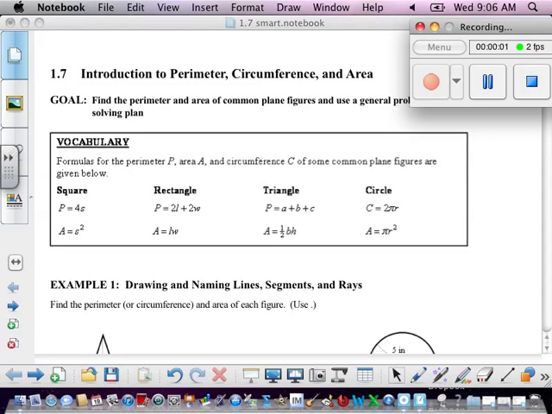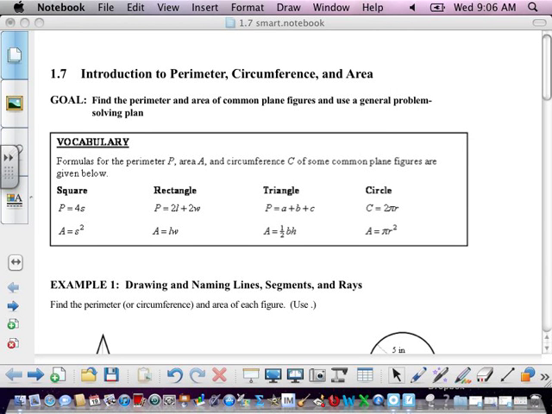Right, ladies and gentlemen, we're looking at 1.7, which is all about perimeter, circumference, and area. We've got listed right here the perimeter of a square, the area of a square, the perimeter and area of a rectangle, the perimeter and area of a triangle, and the perimeter or circumference and area of a circle. You can write these down and have them on your test for tomorrow, on a separate sheet of paper.